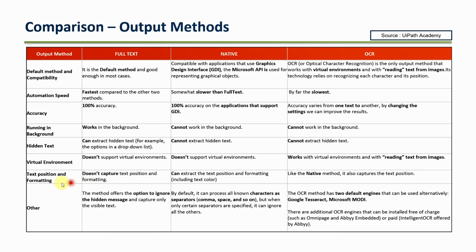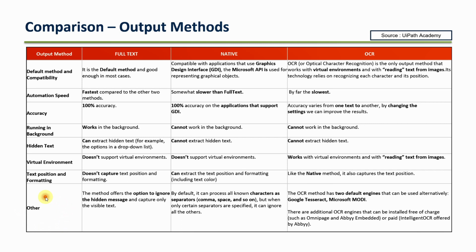Okay. Text position and formatting: full text does not capture the text position. However, the native can extract the text position and the formatting, including the text color. So if you have an automation where you want to get the text color, you can use the native with all of these things in mind. And OCR is the same as native, it also captures the text position.